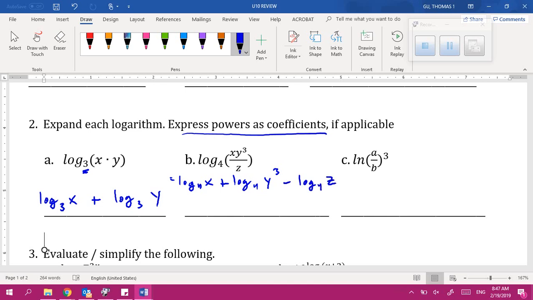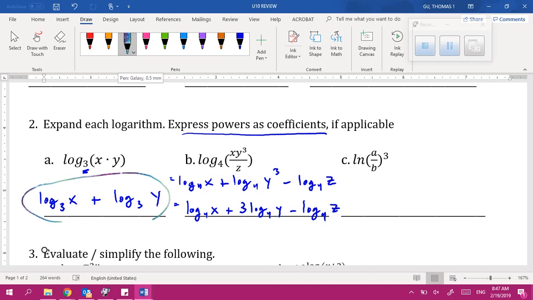So I'm almost done here, but there's one more step that I have to do because in directions it says express powers as coefficients. That means this y cubed, I don't want to leave the 3 there. I'm going to use the power rule, power property, to bring the 3 to the very front of that term. So it's going to be log base 4 of x plus 3 times log base 4 of y minus log base 4 of z. That would be the final answer on B, the final complete answer.